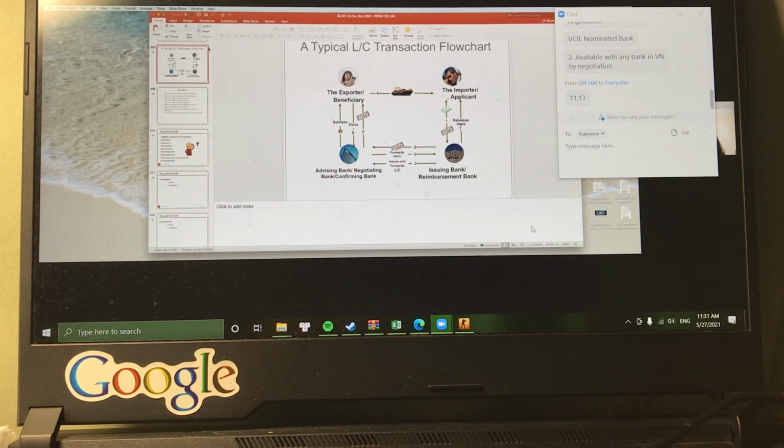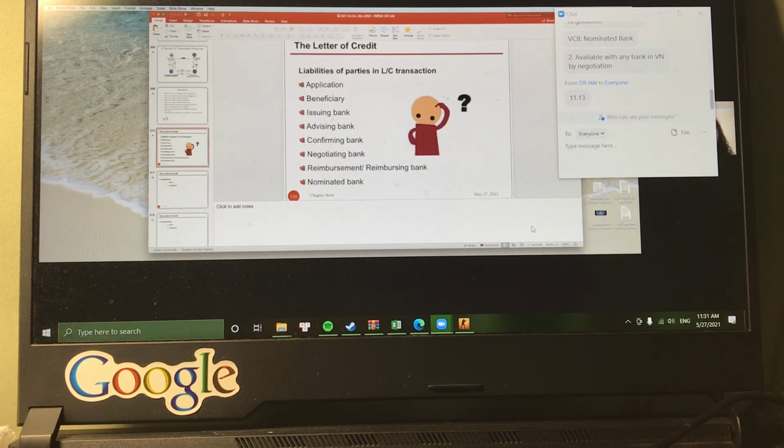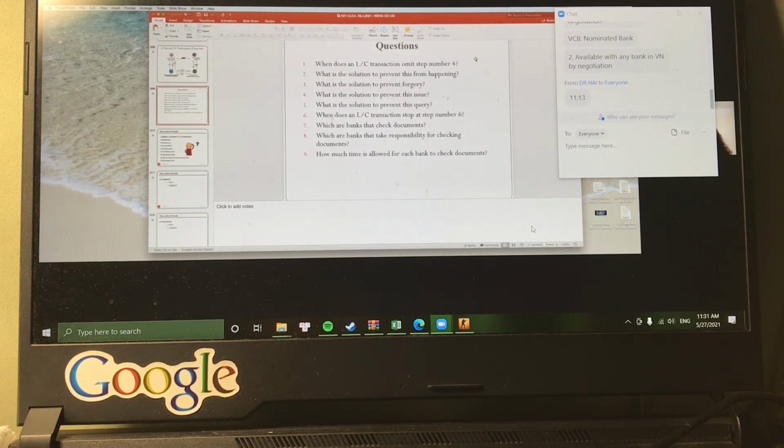I just said that if the transaction runs smoothly, I mean that in reality, sometimes the parties have no chance to have 8 steps or 9 steps like on the slide. Sometimes. Okay, so now I have some questions for you for next time. Do you have this slide?